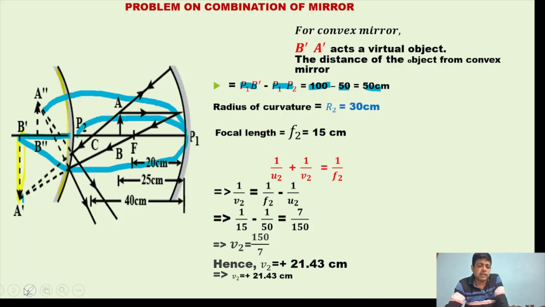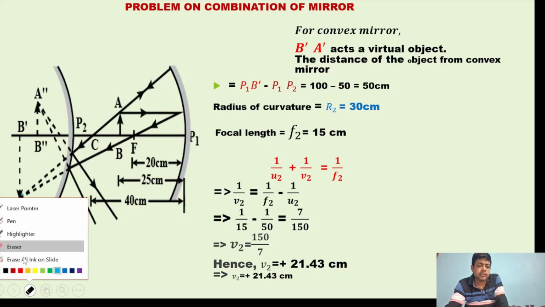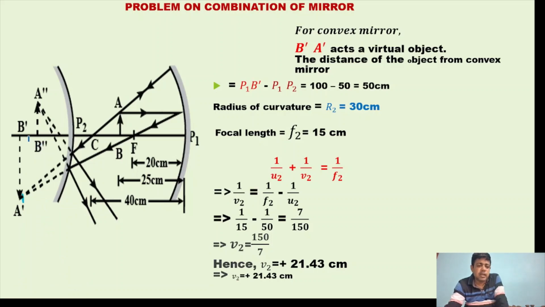Is it clear? Understand? Once again, see. Look here, this is the image A dash B dash of the concave mirror, which is 100 centimeter away from the concave mirror, P1 B dash.